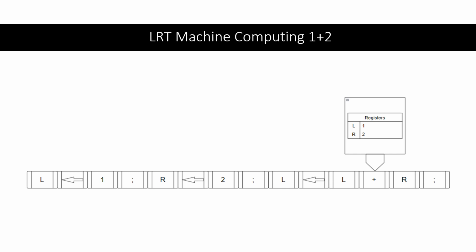Now, in order to handle order of operations like PEMDAS, a machine will need extra registers, also known as temporary or auxiliary registers. The number of auxiliary registers needed to compute an expression is the class of the expression. We'll go over this in the future, but an LRT machine can have 1, 0, or n different extra temporary registers.